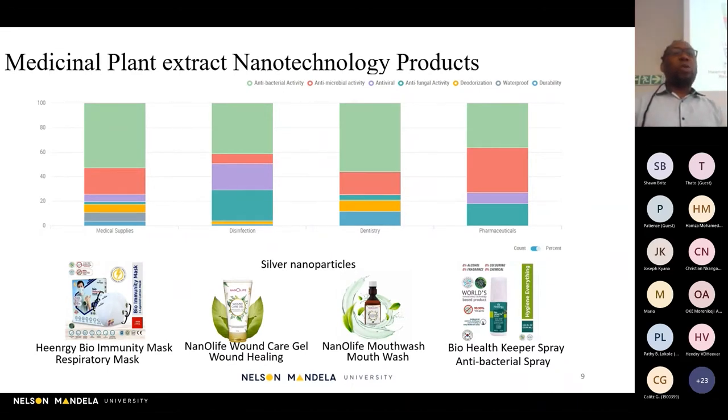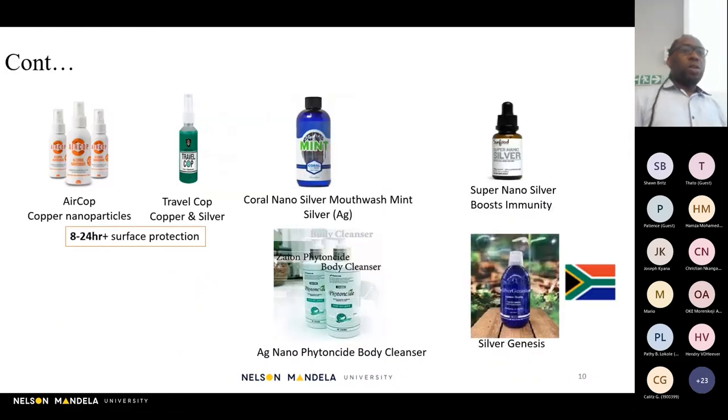We've also got your mouthwash, which is also using silver nanoparticles and some plant extract, and also the spray that I mentioned recently. I've also given some other examples where we can have copper, and we can also have copper and silver. So these ones you can see that you can protect your surface for 8 to 24 hours. So you can spray this on your cell phone if you're traveling, where people keep on using your stuff, so you're protecting your equipment from any infection.